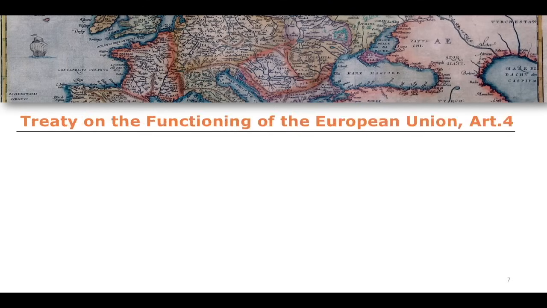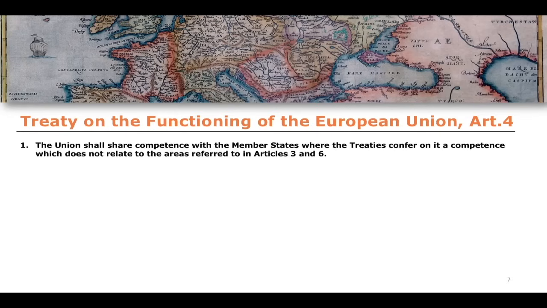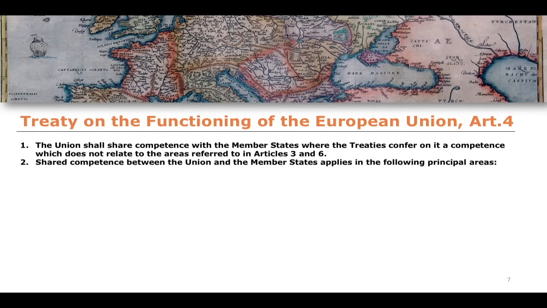This is outlined in Article 4 of the Treaty on the Functioning of the European Union, and Article 4 says that the Union shall share competence with member states where the treaties confer on it a competence which does not relate to the areas referred to in Articles 3 and 6. So this is, of course, the idea of exclusive competence, and then the competence that exists within Article 6 of the TFEU, which we'll get to in a minute.